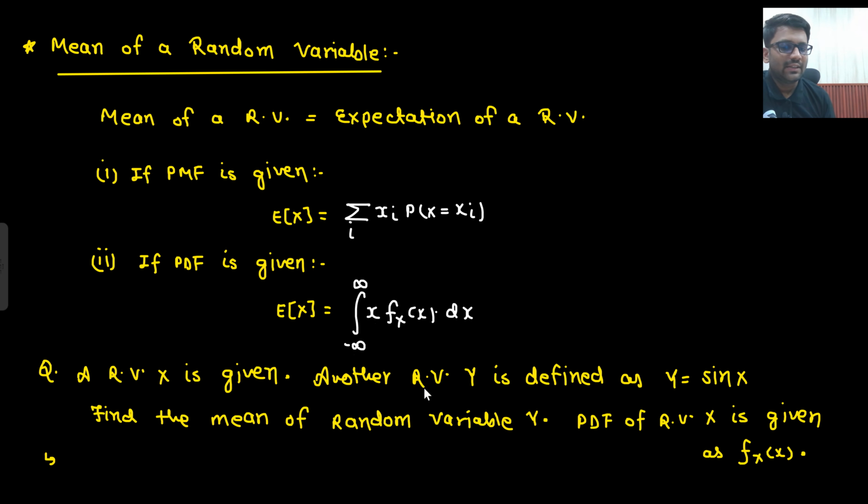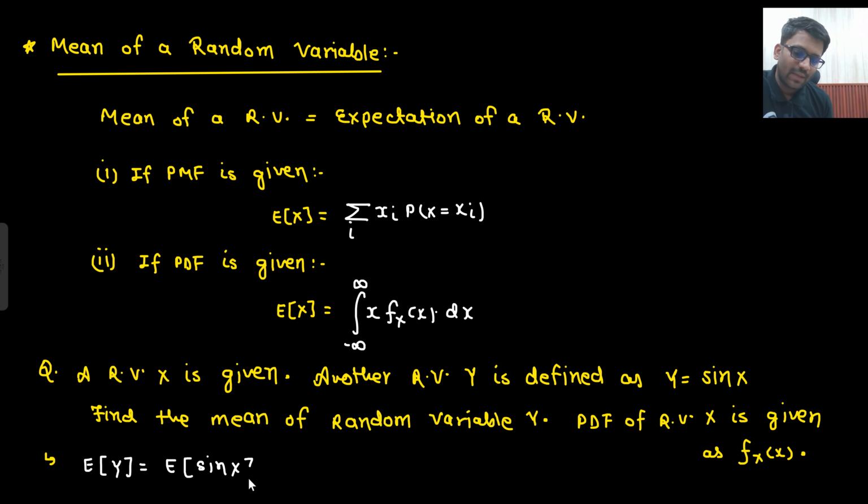Now a random variable x is given, and another random variable y is defined as y equals sin x. You need to find the mean of random variable y, but the PDF of random variable x is given. So you do not have the PDF of random variable y. So what will you do? You need to find the mean of y, which means you need to find the expectation of y. So expectation of y, what is y equal to? Y equals sin x.